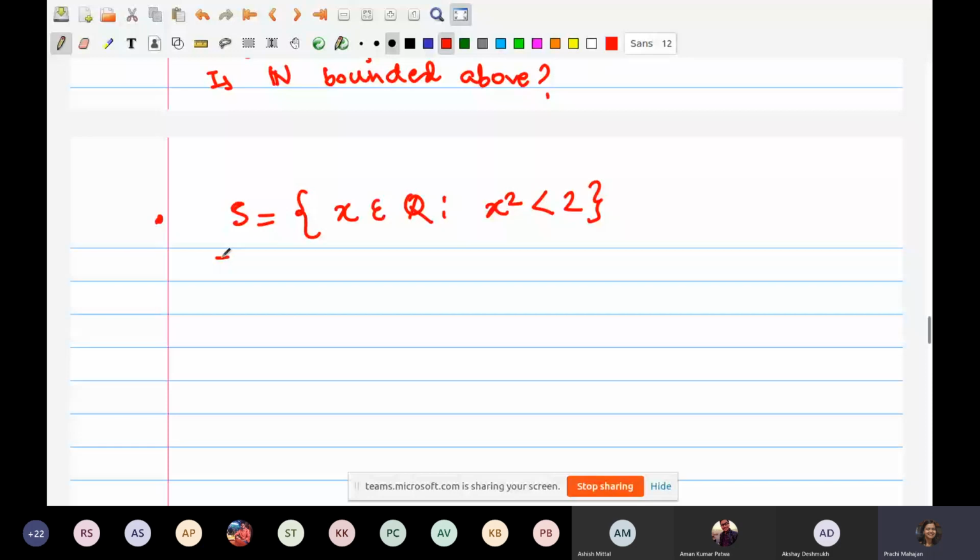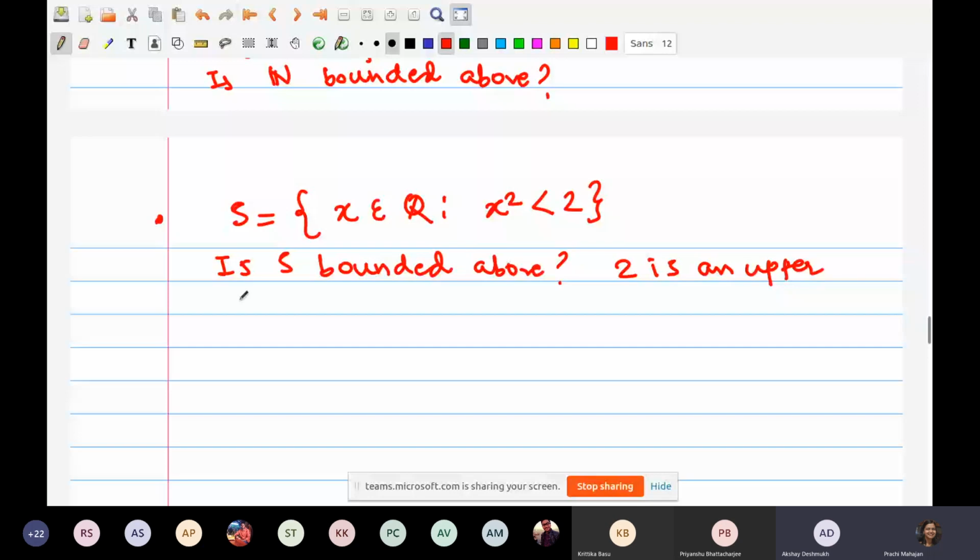Is S bounded above? Yes, ma'am. Can you give me an upper bound for S? Root 2. Something simpler. In fact, 2 is an upper bound for S, isn't it? You don't have to think so hard. Everybody with me?